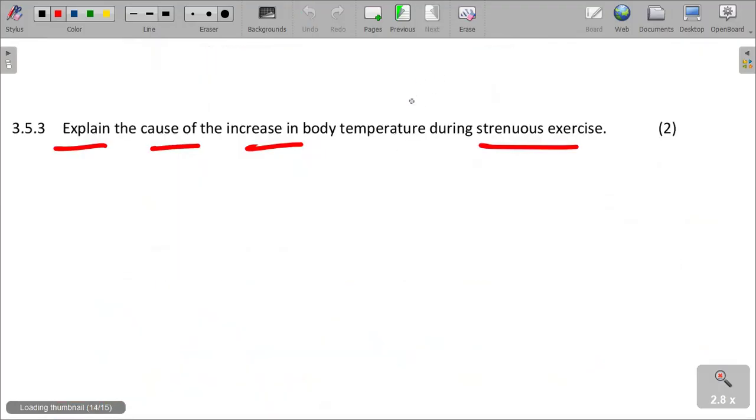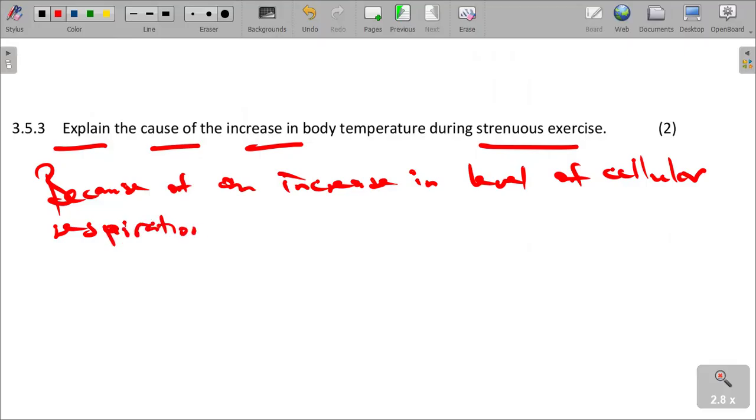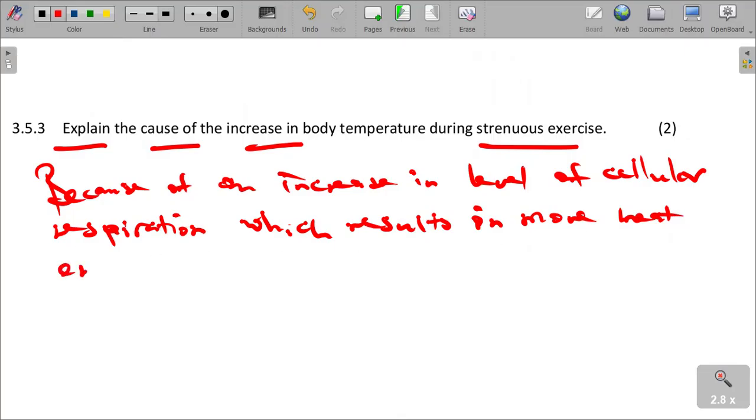I think you remember that respiration: because of an increase in the level of cellular respiration, which results in more heat energy being released.